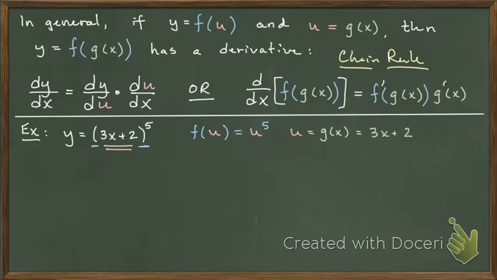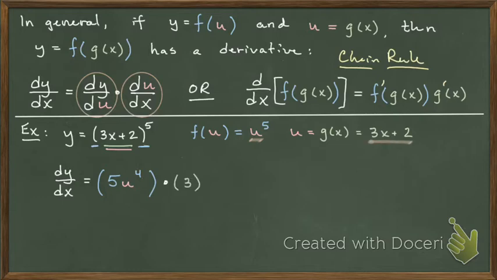I know I need the derivative of both of those, right? So my chain rule goes like this. The derivative is going to be dy du, derivative of y, f with respect to u. And that's going to be 5u to the 4th. Okay? Times the derivative of u with respect to x. U is 3x plus 2, so the derivative of that is just going to be a 3.